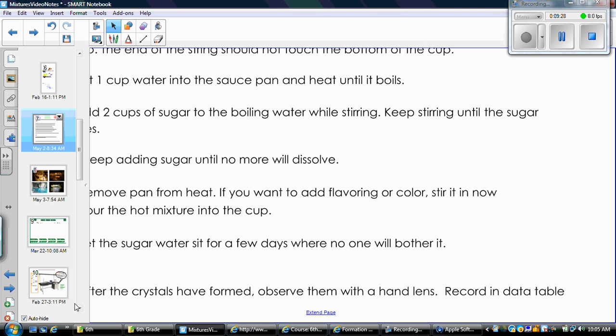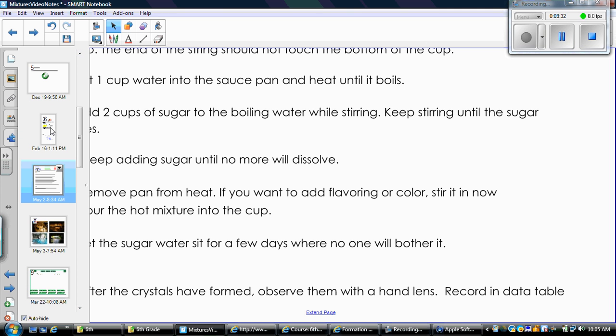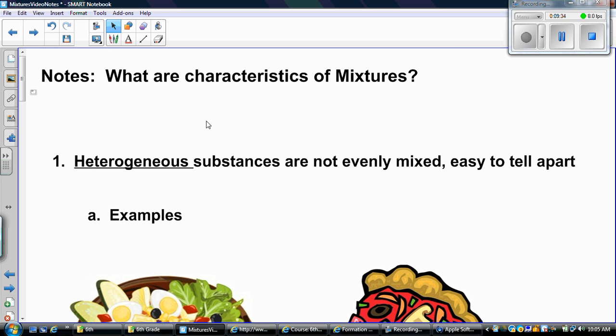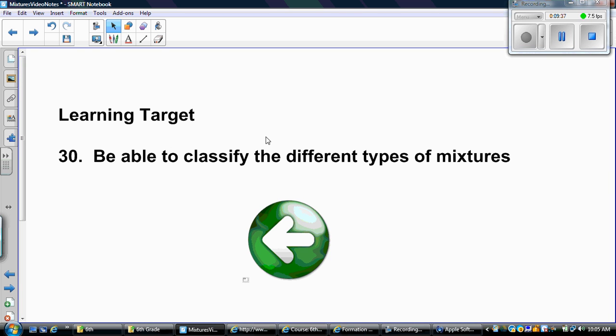Okay, so hopefully after today we've got an understanding of the different ways that we can classify mixtures. We classify mixtures as heterogeneous or homogeneous, which are the solutions, and then we take those solutions and further classify them into saturated, unsaturated, or supersaturated solutions. So that is target 30.